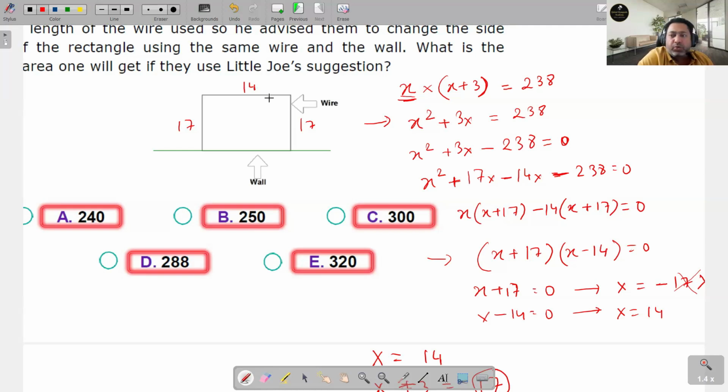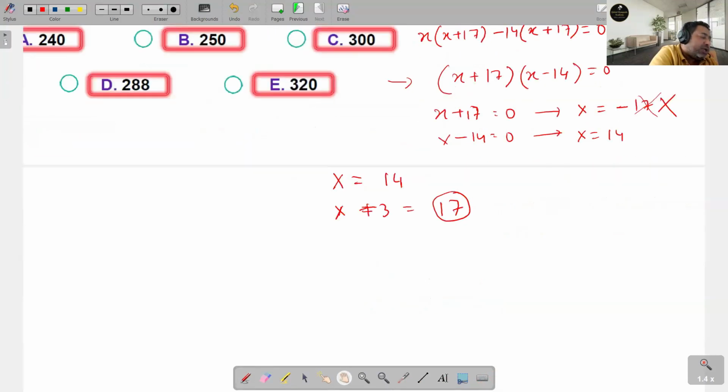14 times 17, which is 238. But my wire is now longer. My wire is going to be 17 plus 17 is 34 plus 14 is 48. So we'll consider that wire length. So the wire's length now we got as 48. All right.